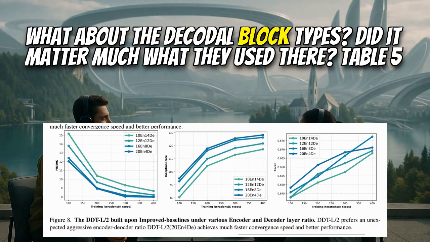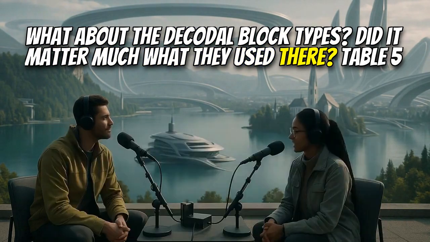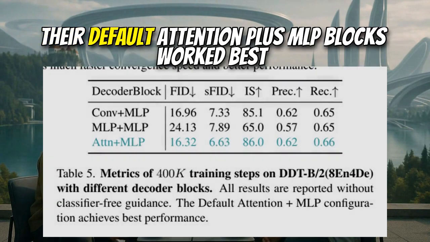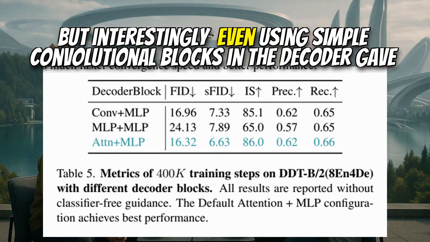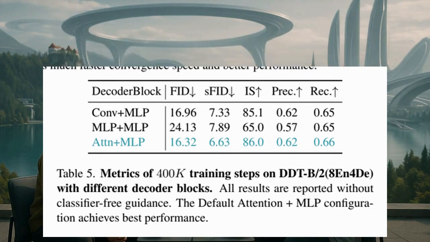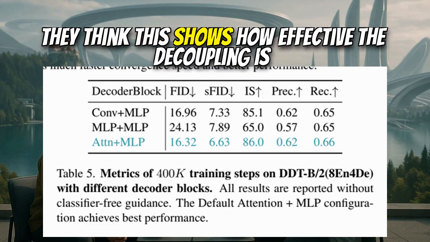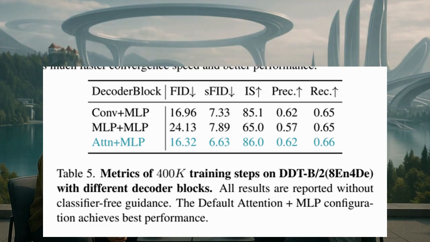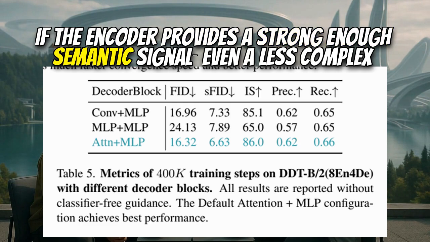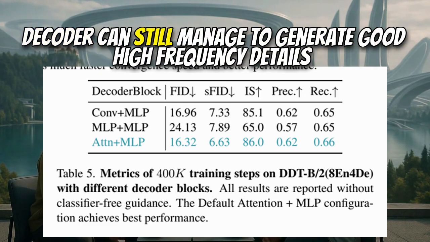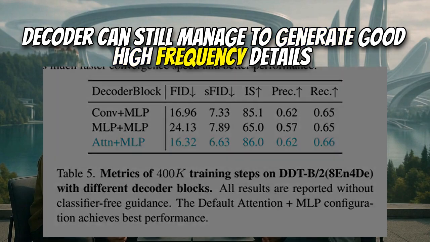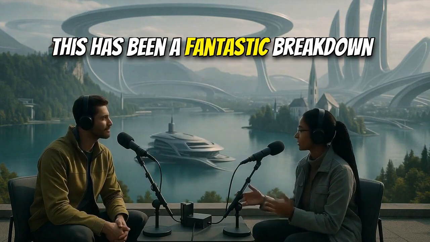What about the decoder block types? Did it matter much what they used there? Table 5 shows this. Their default attention plus MLP blocks worked best. But interestingly, even using simple convolutional blocks in the decoder gave pretty decent results. Really? Even with basic convolutional blocks? Yeah. They think this shows how effective the decoupling is. If the encoder provides a strong enough semantic signal, even a less complex decoder can still manage to generate good, high-frequency details. Okay, this has been a fantastic breakdown.